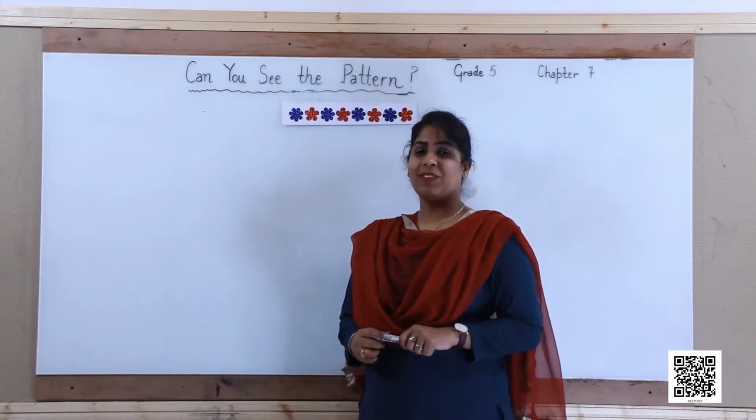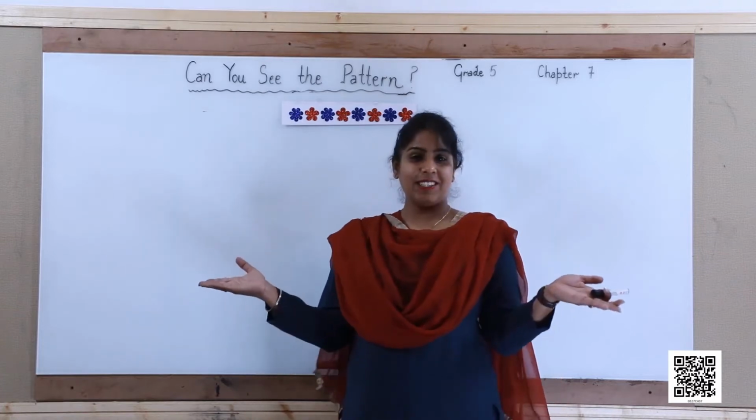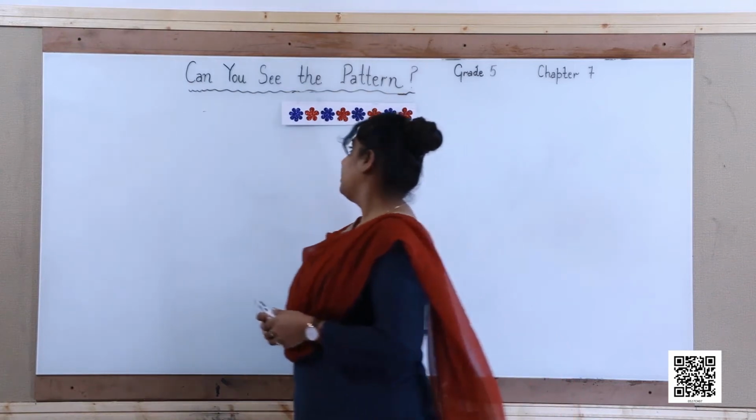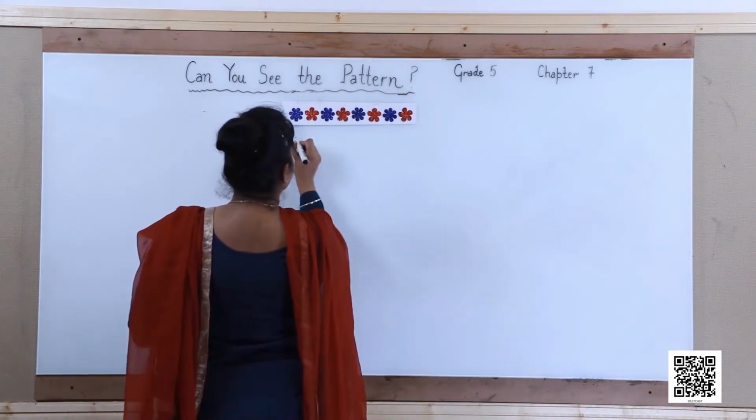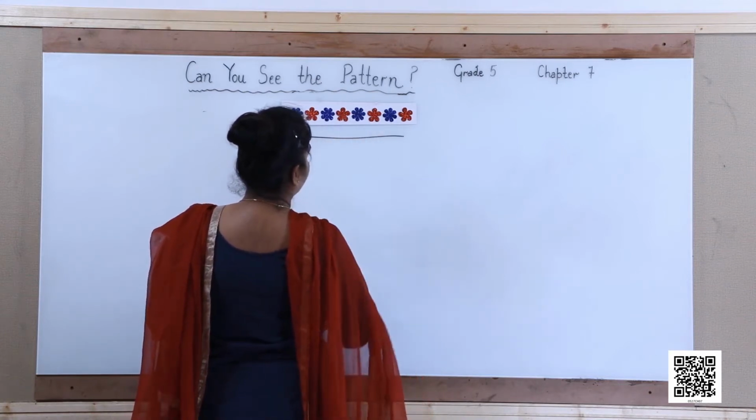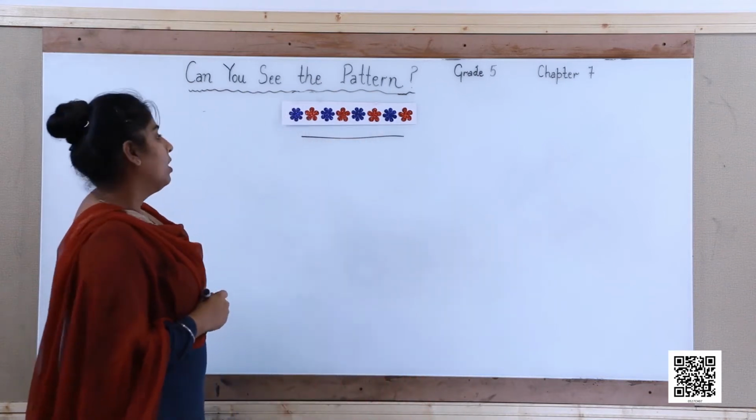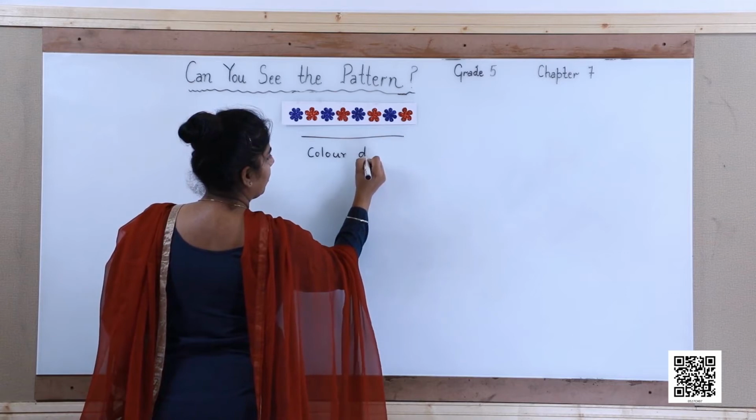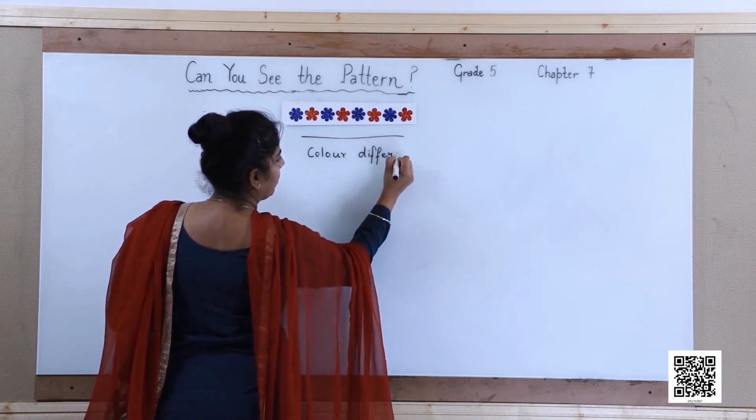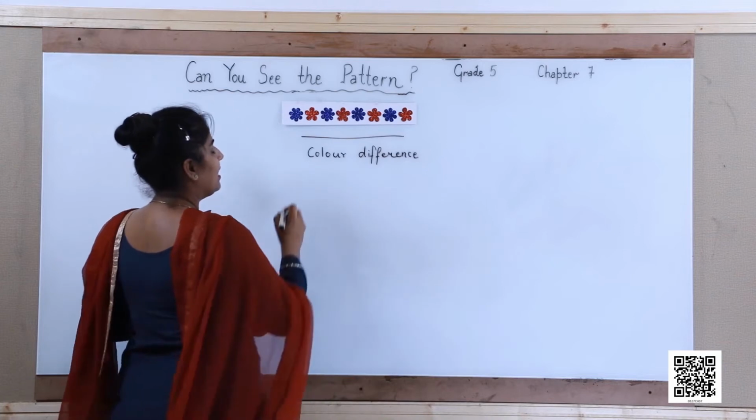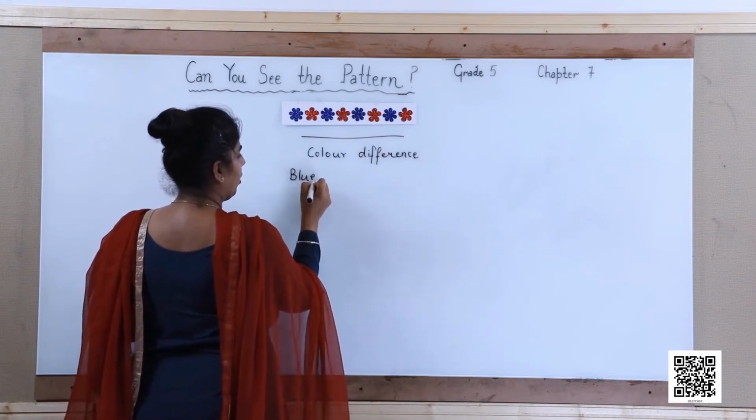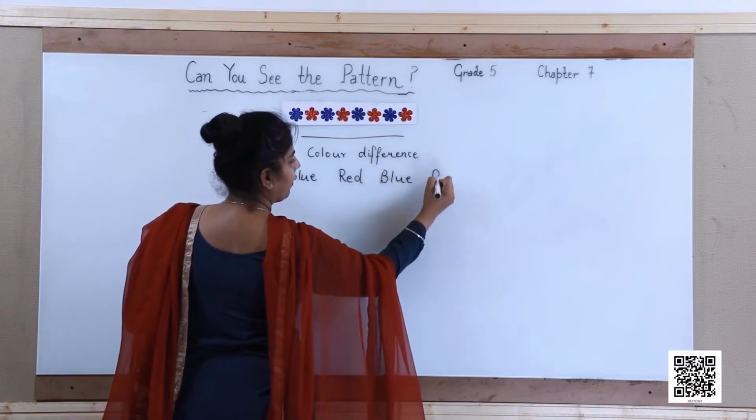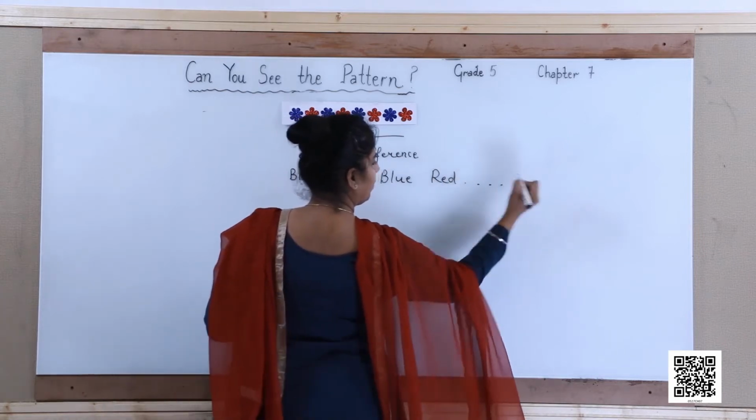What do you see now? Yes, correct. Again, another pattern. So, what kind of pattern is this? Very well said. Yes, they are in a line. Okay, what else? Okay, there is color difference. What is it? Yes, blue followed by red, again blue, again red, and so on.